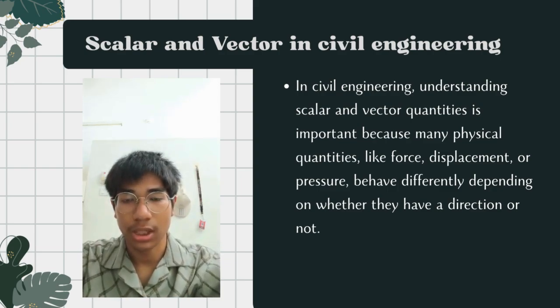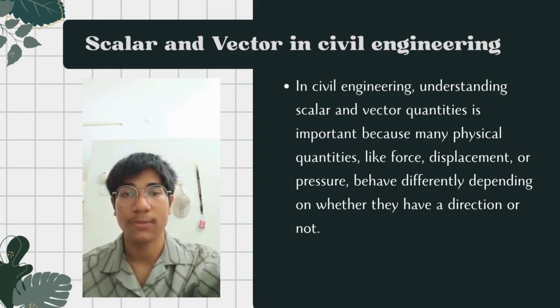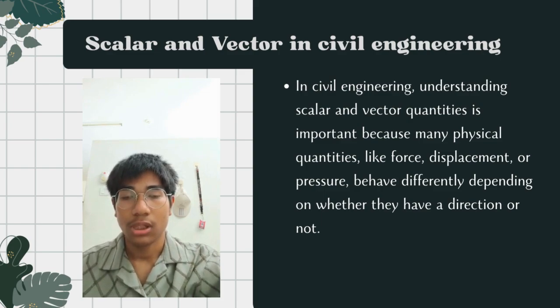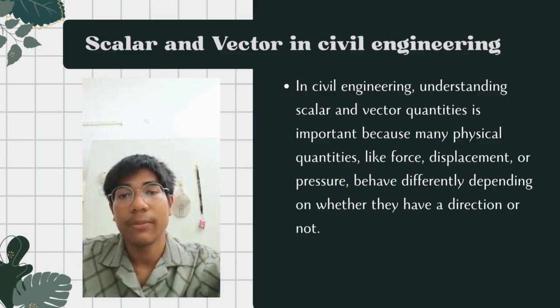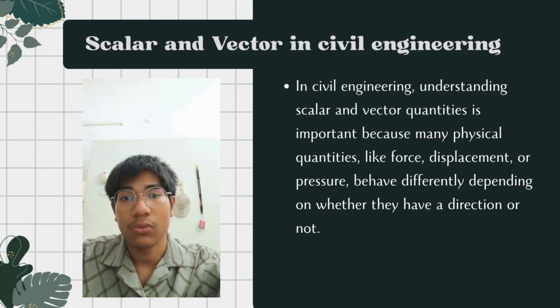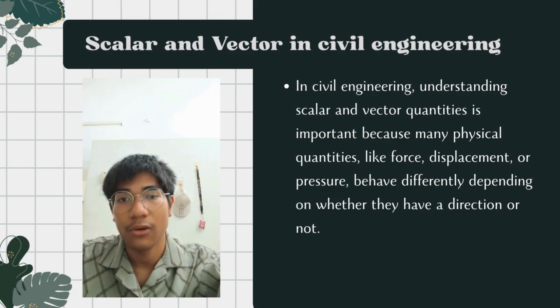In civil engineering, understanding scalar and vector quantities is important because many physical quantities like force, displacement, or pressure behave differently depending on whether they have a direction or not. So this in turn makes it very crucial for civil engineers to understand the concept of scalar and vector so that there would not be a problem or any hazards happening during sites.